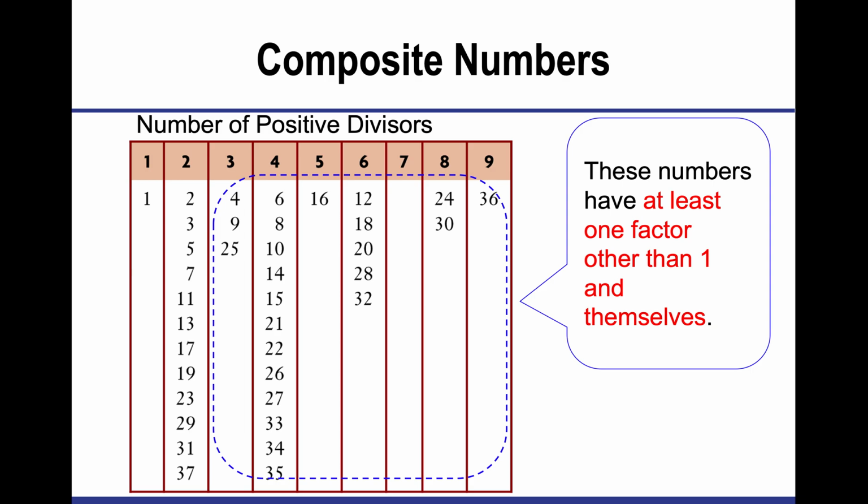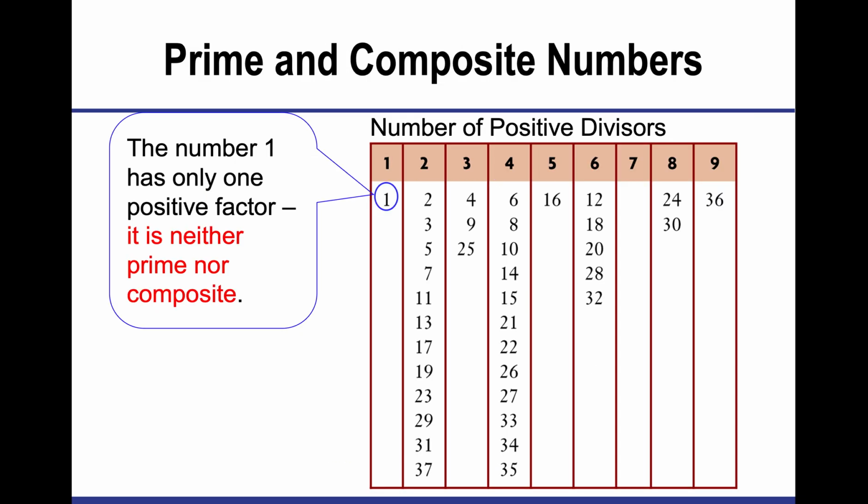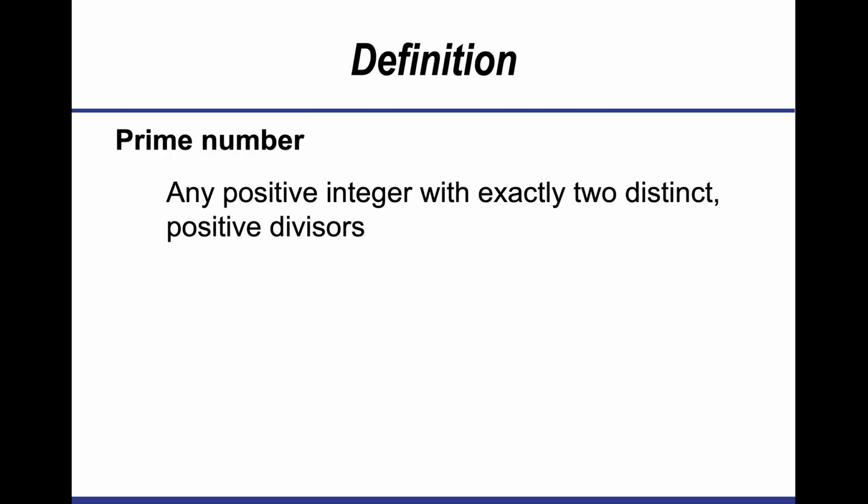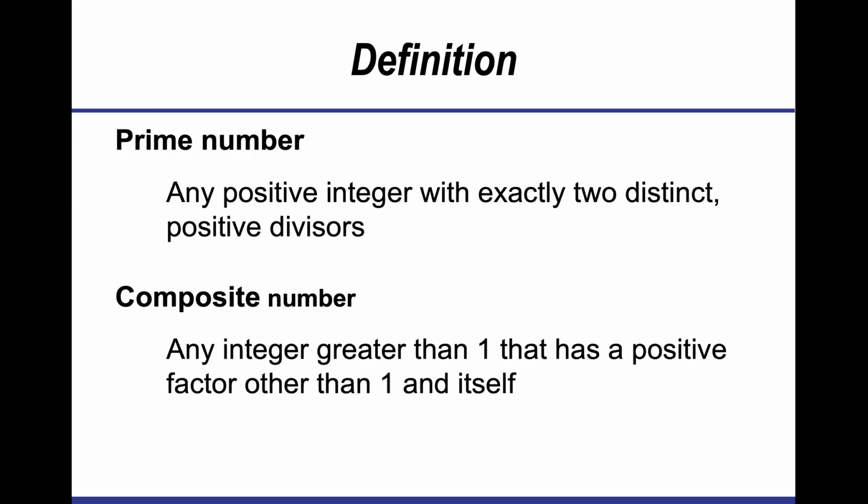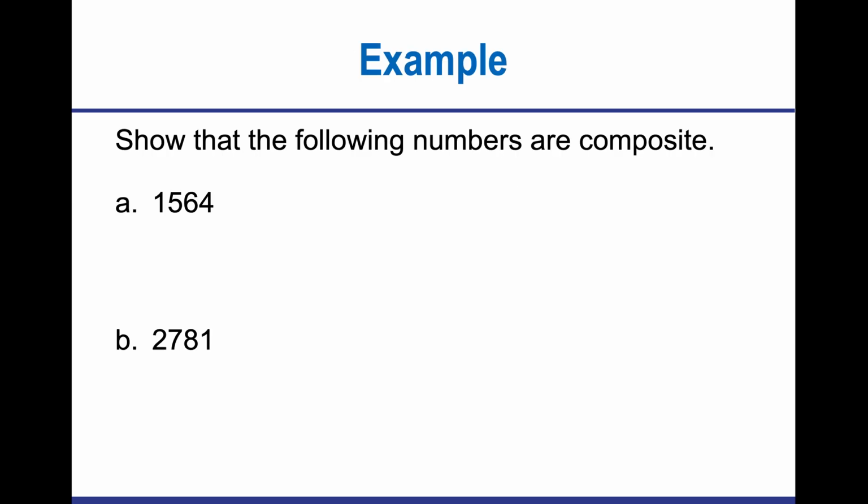Everyone else has at least one factor other than 1 and themselves, so they are composite. So the number 1 is actually outside of this. It's neither prime nor composite. So a prime number is any number with exactly 2 distinct positive divisors, and a composite number has 2 distinct and 1 other, so a total of 3.